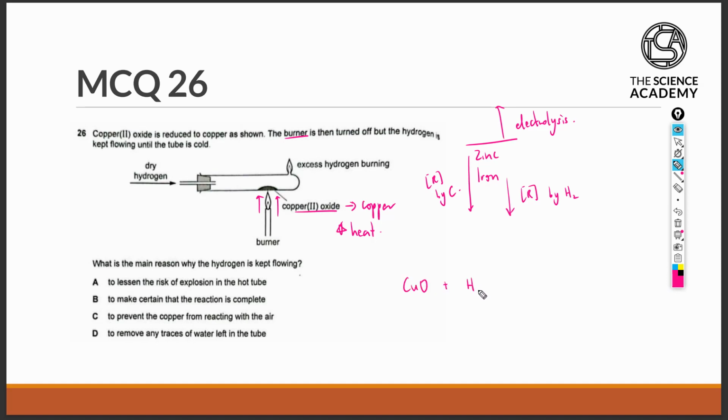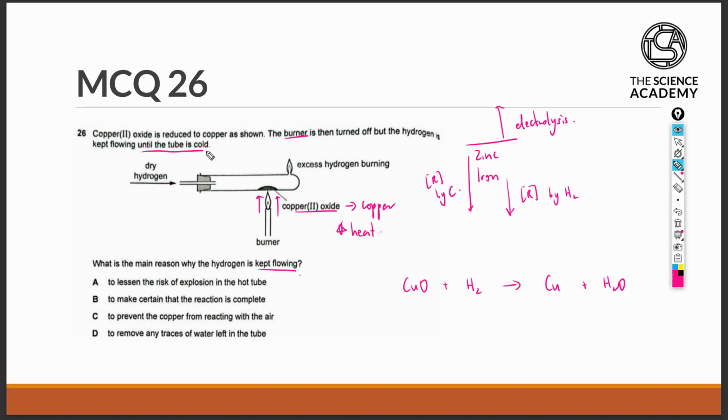The reagents will be hydrogen and copper 2 oxide, and copper 2 oxide is reduced to copper, and water is the byproduct formed. So to answer the question, what is the main reason why hydrogen is kept flowing, in fact, flowing until the tube is cold?